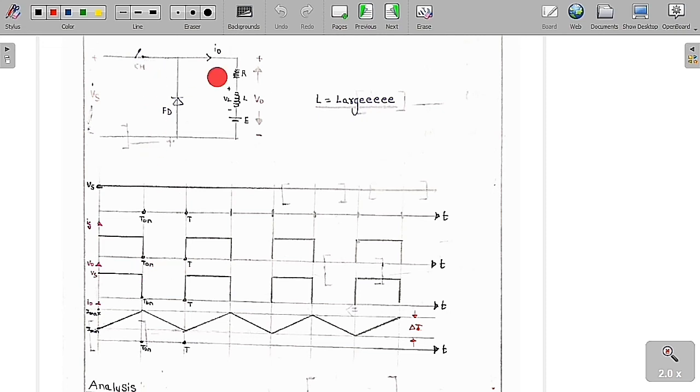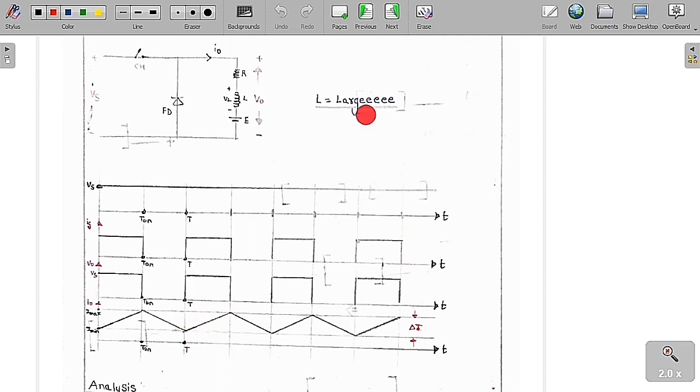Whenever the chopper is on, the output voltage is equal to supply voltage. In that time the freewheeling diode is off, so therefore the output voltage is equal to Vs, and the inductor is in the charging mode, so current is going to increase from minimum value to maximum value. So I0 is going to increase from I min to I max. Whenever the chopper is off, the freewheeling diode is going to get connected and the current in the inductor is going to decay. It is in the discharging mode, so current is going to decrease from T on to T. So the same thing is going to repeat again and again.